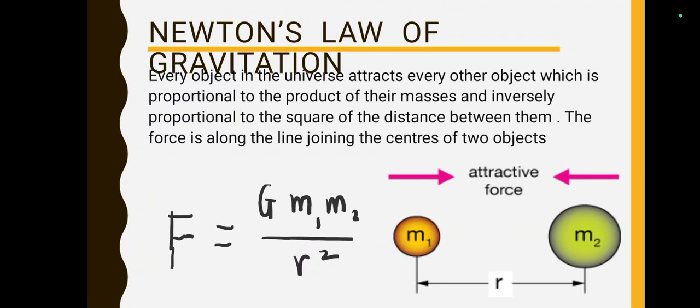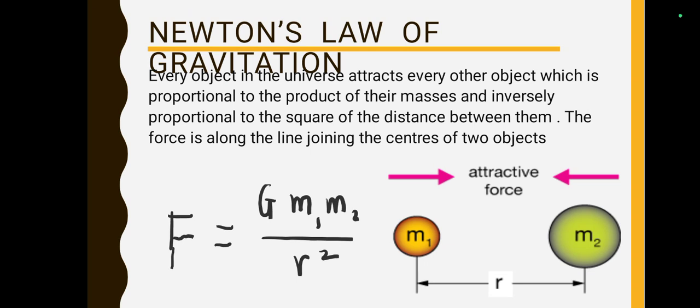According to this, you have to learn at least 3 points or 3 sentences. First one is that every object in the universe attracts every other object. Second one, the gravitational force is directly proportional to the product of their masses and inversely proportional to the square of the distance between them. It is applicable in the universe to each and every object.